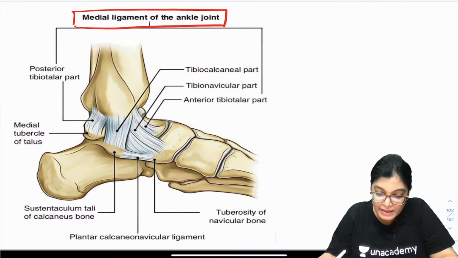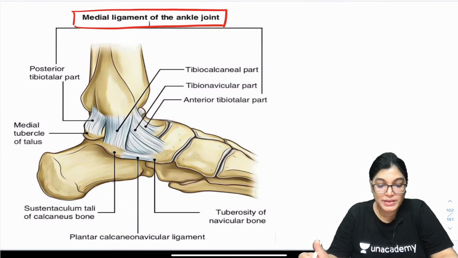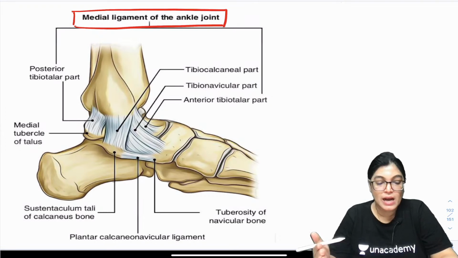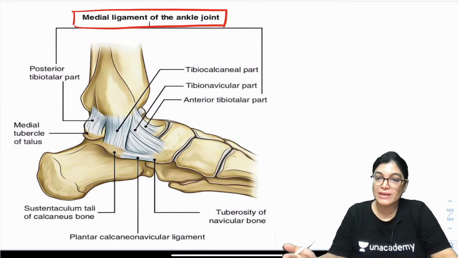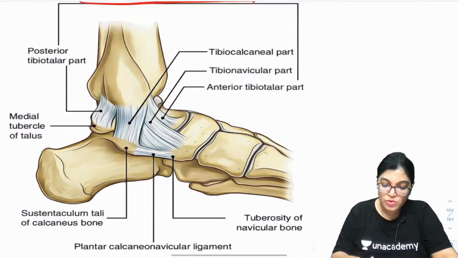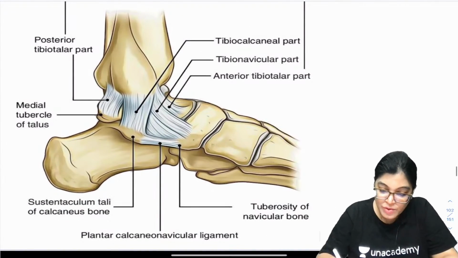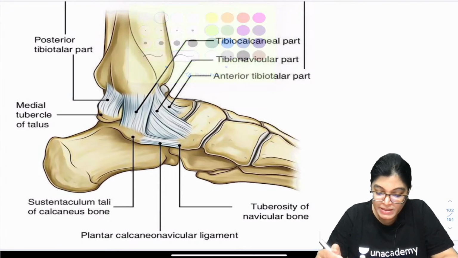Now the medial ankle ligament is very strong and it has various parts. If we compare the ligaments, ligaments lie on both the medial and lateral aspects, but the ligament on the medial aspect is very strong. I will write the things, don't worry about this. Firstly, I want to show you the parts of the medial ligament.